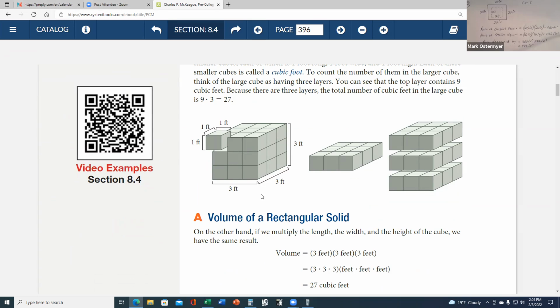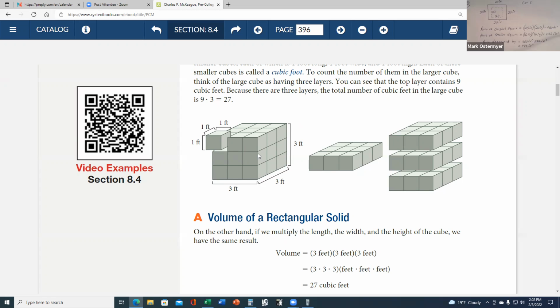So imagine this, if we have a box that measures 3 feet by 3 feet by 3 feet, maybe the length is 3 feet, by the width is 3 feet, by the height of the box is 3 feet. How many cubic feet of volume do we have contained in this box?